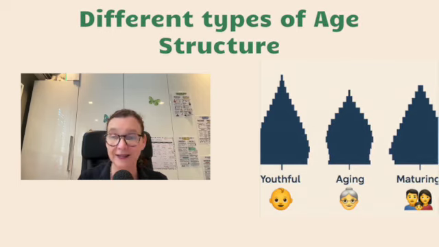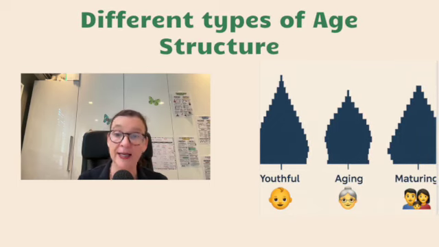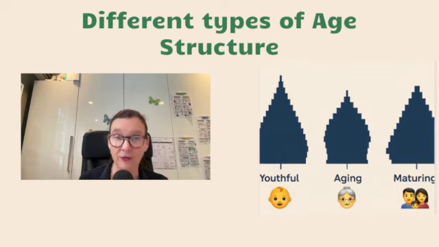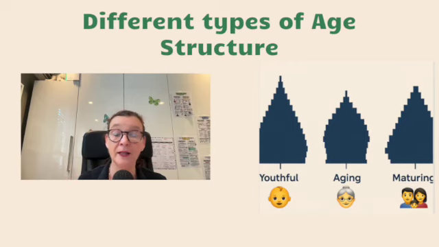And the last one, declining populations. In these, all age groups are shrinking, especially the young. They show low fertility and low dependency ratios and often lead to labor shortages, population decline, and potential economic challenges.